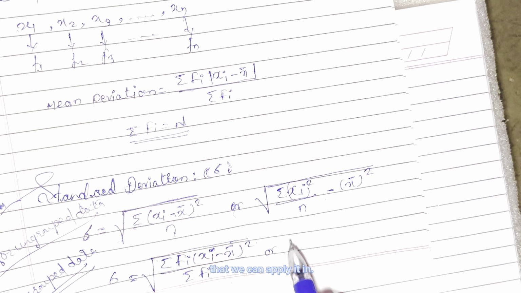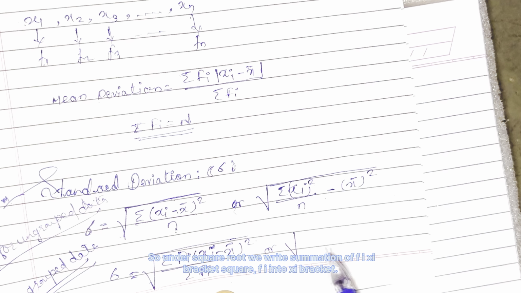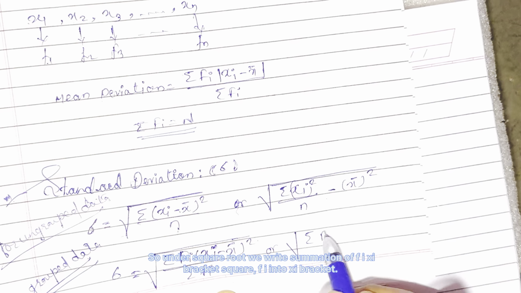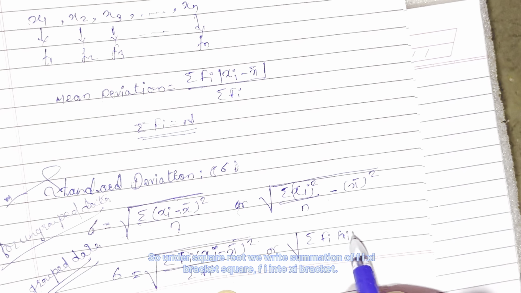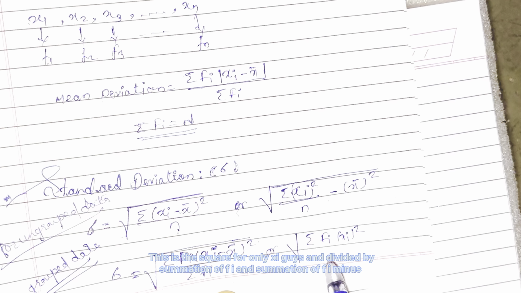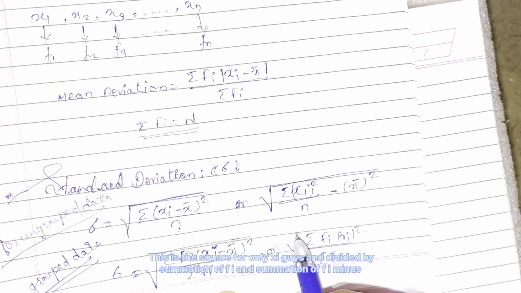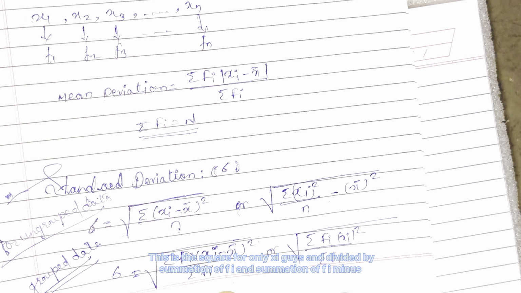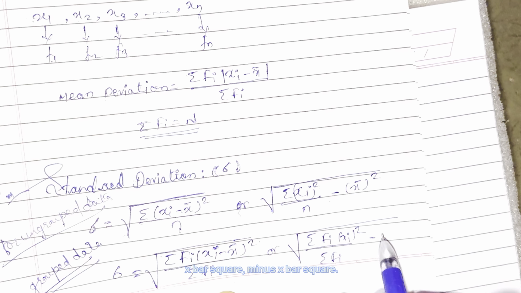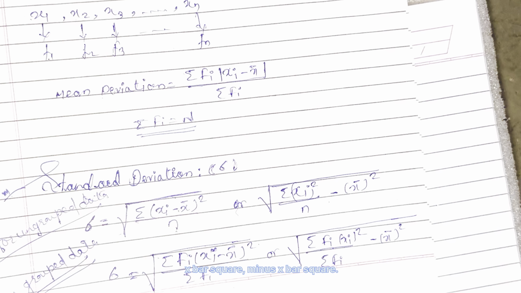Under the square root we write the summation of fi xi squared, that is fi into xi squared, the square is only for xi, divided by the summation of fi, and then minus x bar squared.